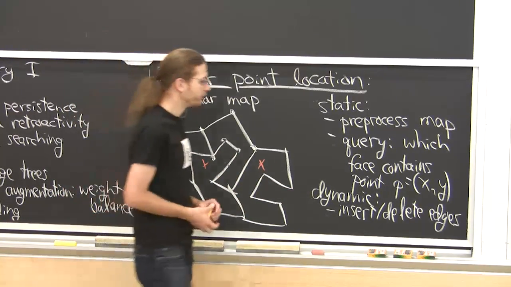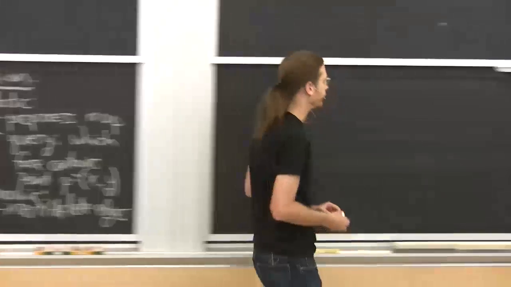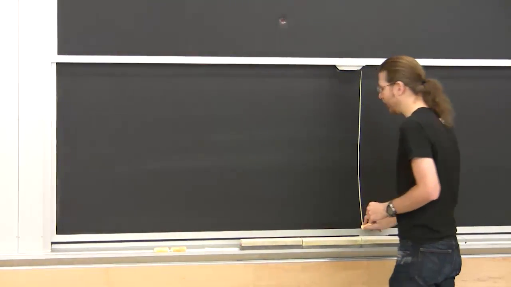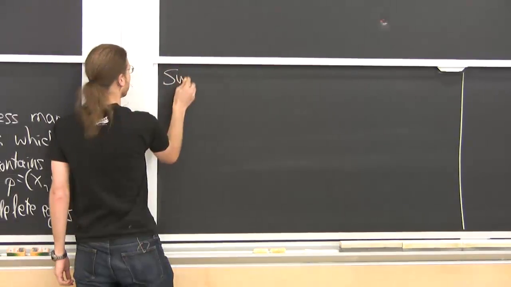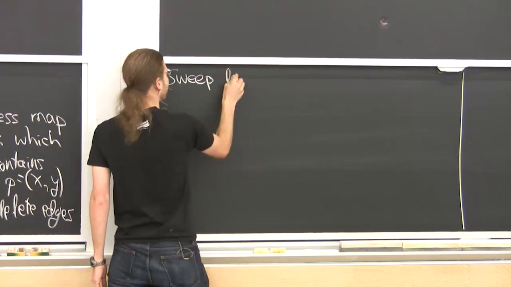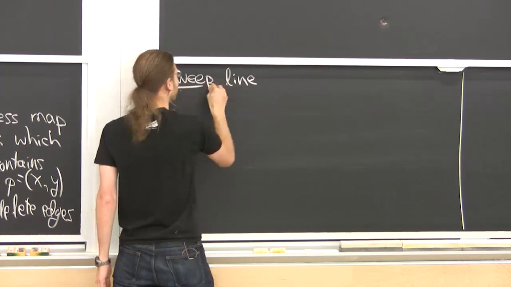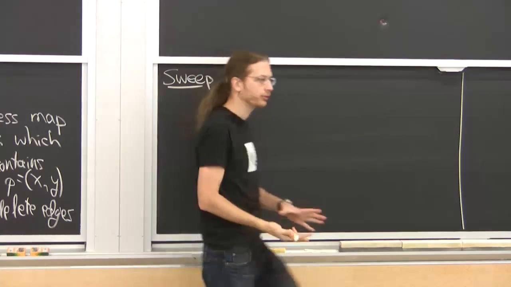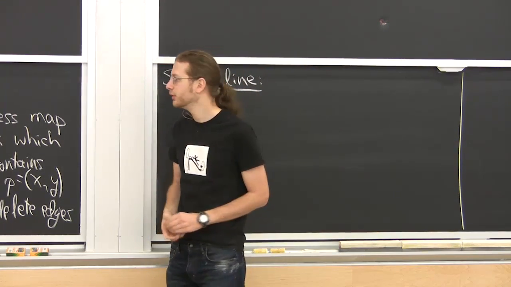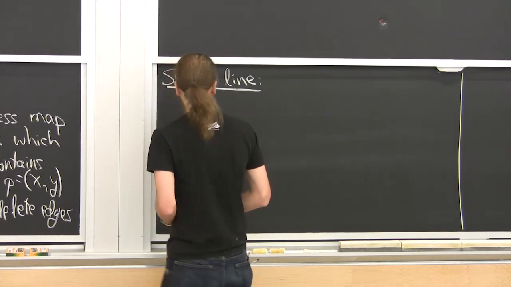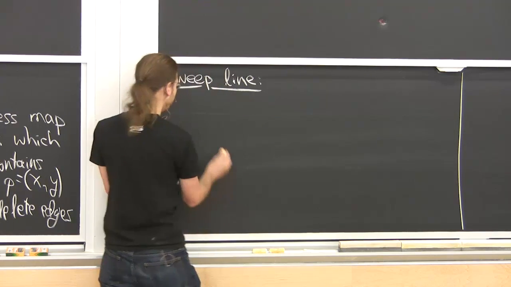And we can solve this problem using persistence and using retroactivity in a pretty simple way, using a technique which you may have seen before, a pretty classic technique in computational geometry. So this is a technique that comes from the algorithms world, and we're going to apply it to the data structures world. So, the sweep line technique. It's a very simple idea.